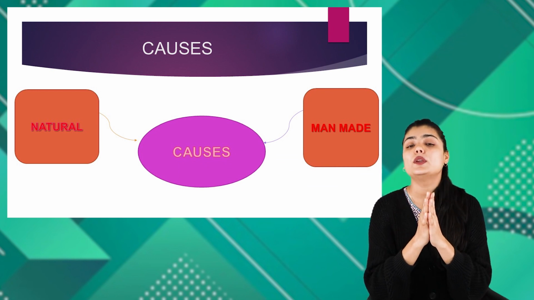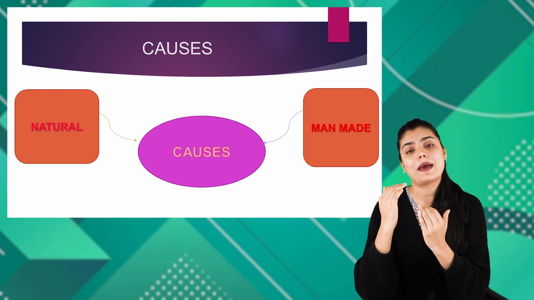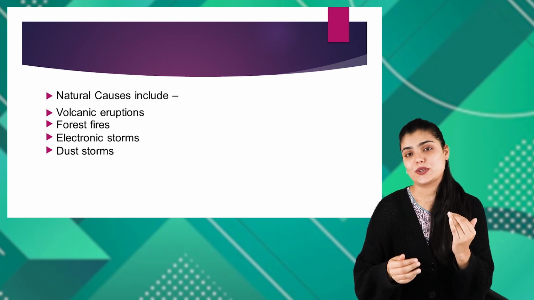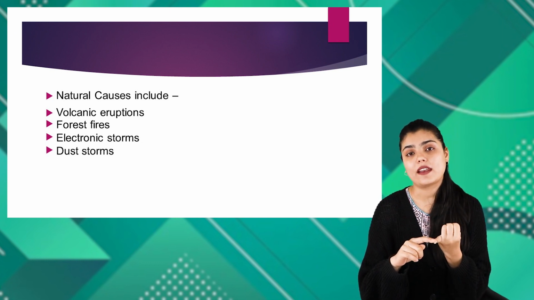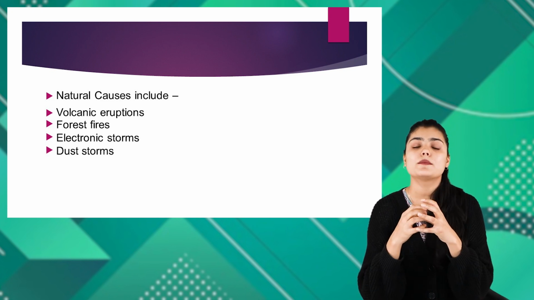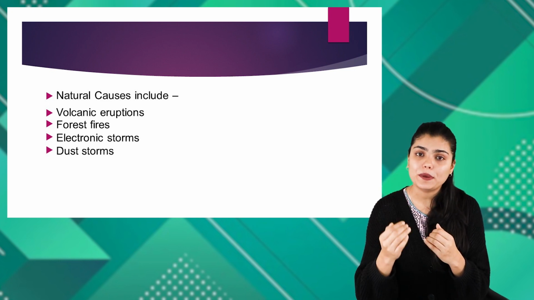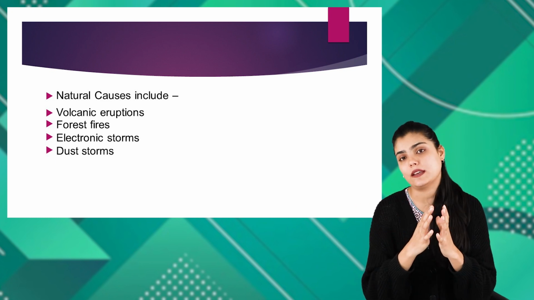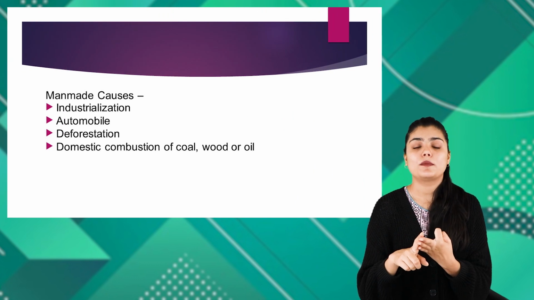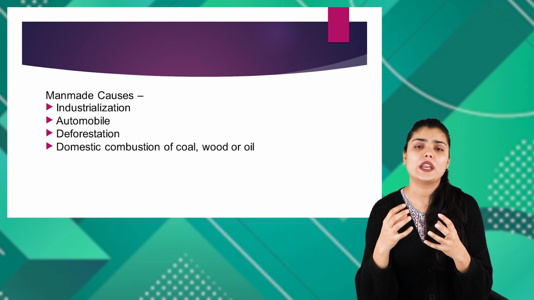The causes of air pollution are majorly divided into two categories, which are natural causes and man-made causes. In natural causes, we have causes that occur naturally, as the term suggests, such as volcanic eruptions, forest fires, electronic storms, or dust storms. Whereas in man-made causes, we have those causes that are done by human beings, which pollute the air, such as industrialization, overpopulation, development in automobiles, nuclear energy, and domestic combustion of coal, oil, etc.